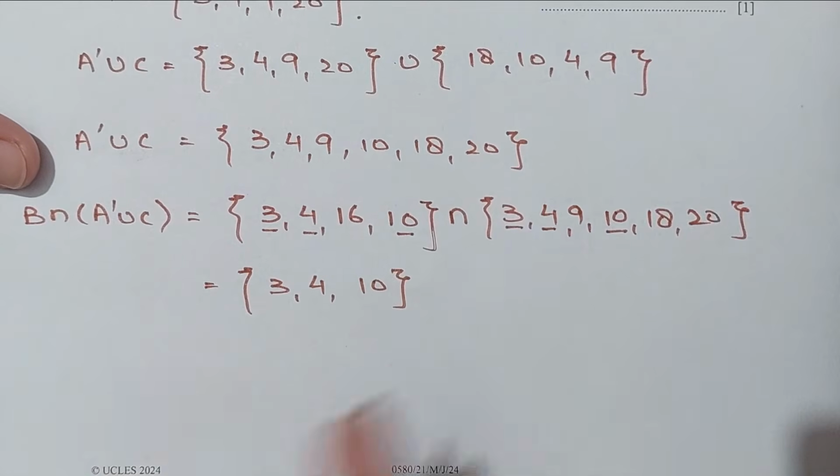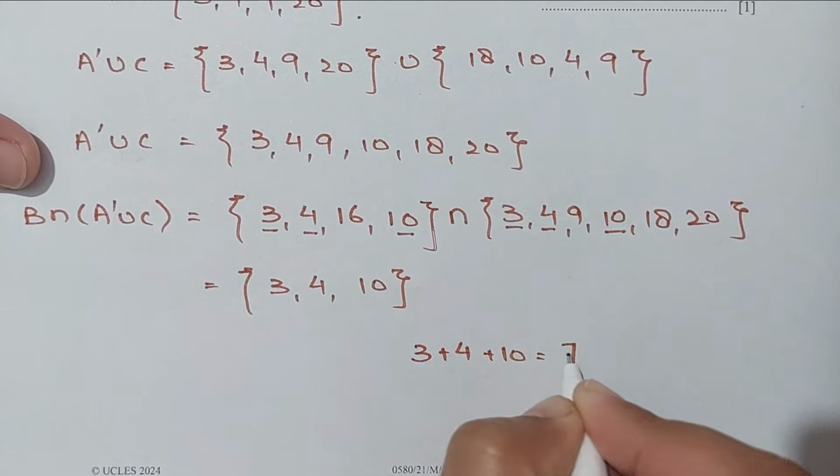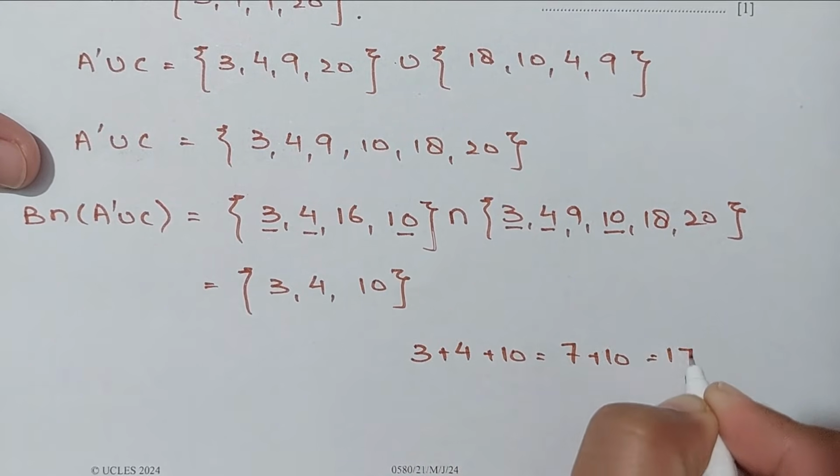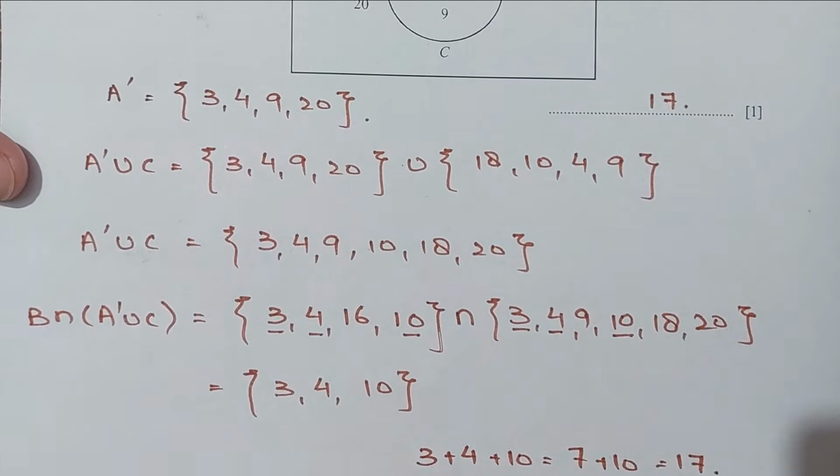Okay, so let me add them up. 3 plus 4 plus 10. 3 plus 4 is 7 and 7 plus 10 makes 17. So the number is 17 in this set.